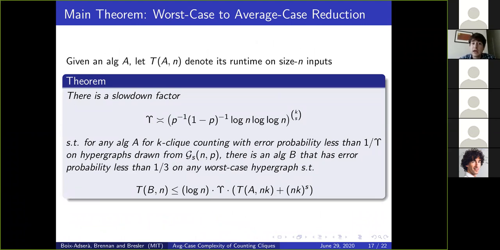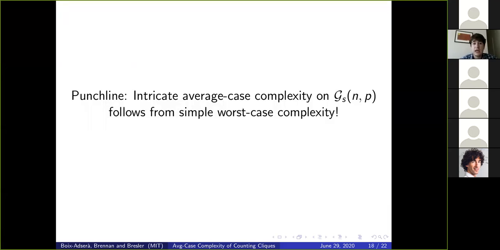The takeaway is that our main theorem is a worst case to average case reduction, which shows that if you have an algorithm for k-clique counting on Erdos-Renyi hypergraphs, then you can convert it, without too much of a slowdown, into an algorithm that counts k-cliques on any worst case hypergraph. So the punchline is that you get some intricate average case complexity on the problem of counting k-cliques in Erdos-Renyi hypergraphs just from a very simple worst case complexity assumption.